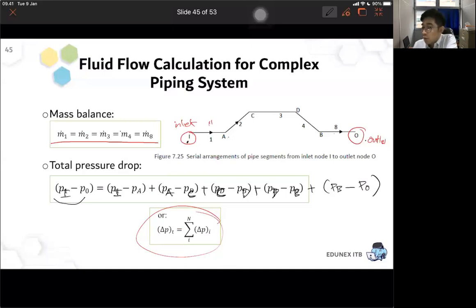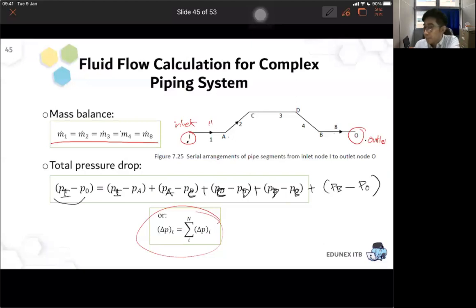Yeah, this is the total of the pressure drop. You need to calculate the pressure drop of each segment, and then you sum the pressure drop. How to calculate the pressure drop from each segment? Bernoulli, sir. Yes, it's from the Bernoulli. You need to check first the condition of the pressure, the velocity, the height, and then you need also to calculate the friction energy, EF.